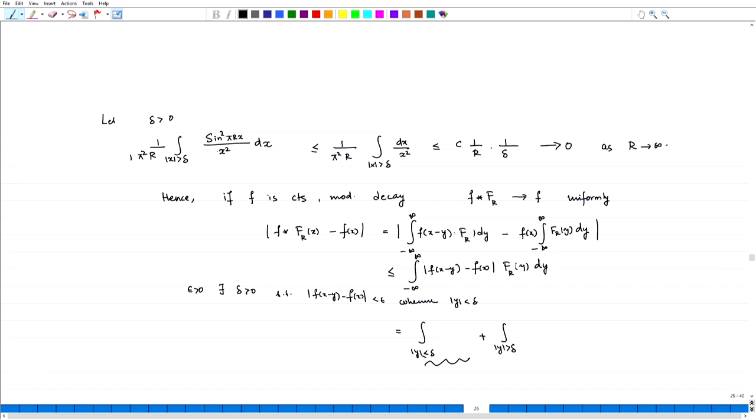Now, in this case, as r goes to infinity, for the second part, this is less than epsilon plus, I will pull out 2 times the supremum of mod of f(x) such that x belongs to R, because this is a bounded function, and we are left with the integral of F_r over mod y greater or equal to delta, and just by the third property this goes to 0 as r goes to infinity. Exactly the same proof works for this Fejér kernel if our f is continuous and has moderate decay.